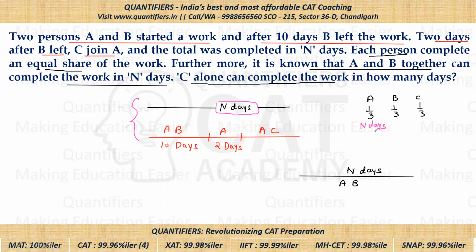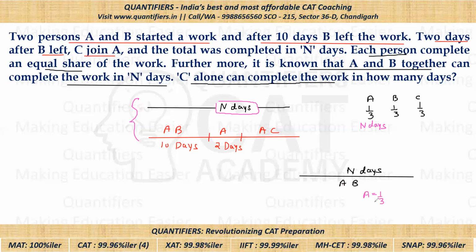Because A has worked every day and A has done 1/3 of the work. That means if A works for N days, he will do only 1/3 of the work. Now look at the second case. Here also A is working for N days. So that means here also A must have done 1/3 of the work.